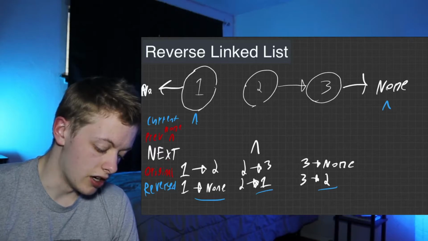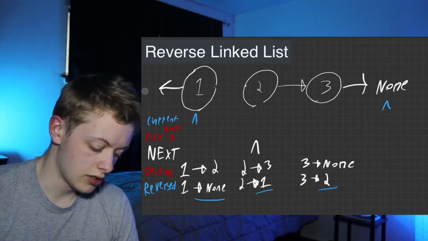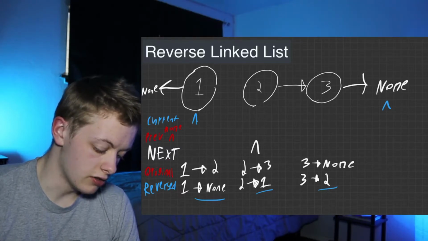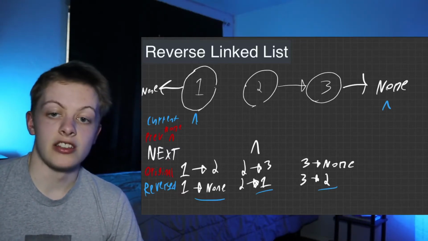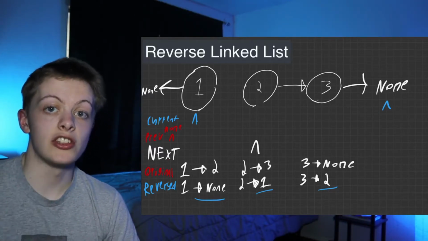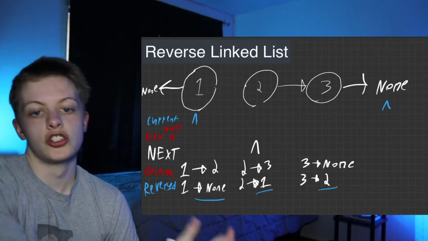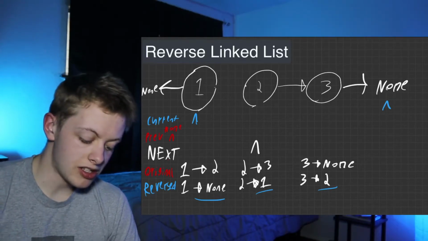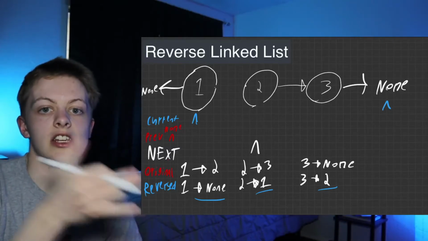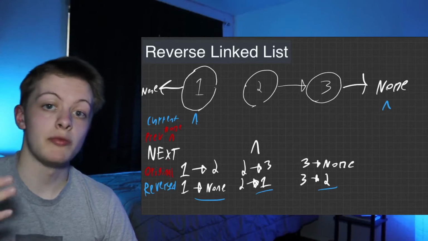Which is none, right? What's going to happen there is now we actually do have access to the 2 node because we saved it with the next node. And what you can do here is jump nodes in a way. We can set the value of current equal to next. That's how we do that jump.